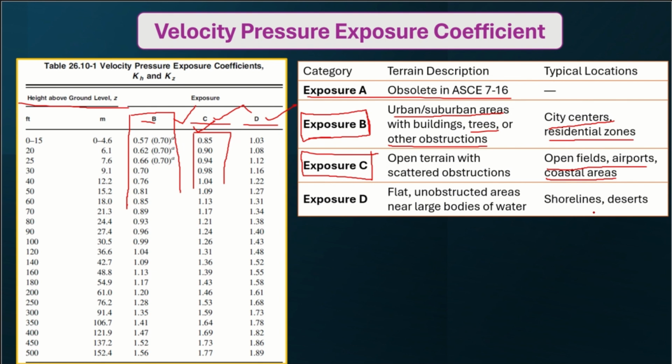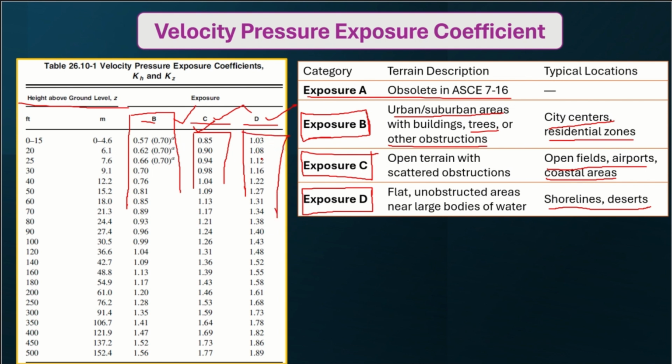If your tank is near the sea, deserts or lakes where there is no obstruction, there is less obstruction in exposure D compared to B and C. So you need to consider the exposure category as D from that point of view. If you see here, your Kz value is higher.